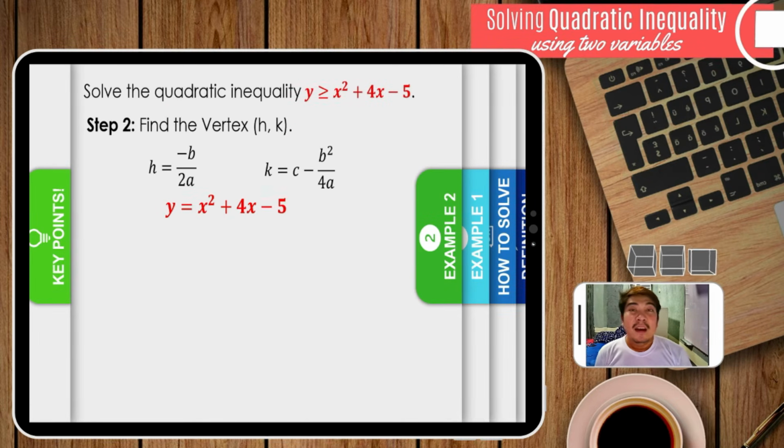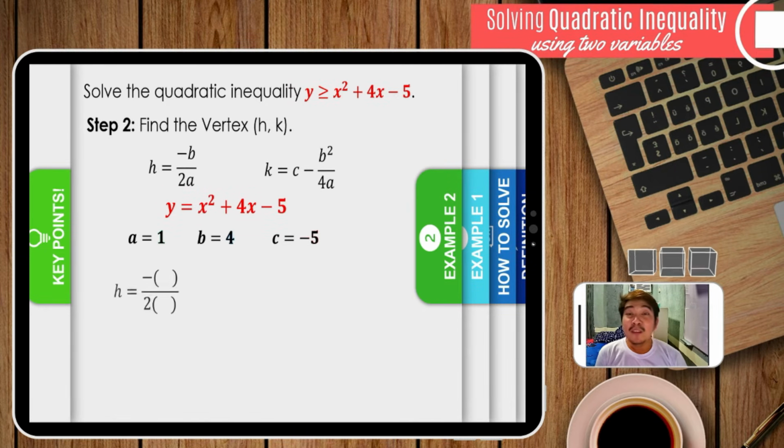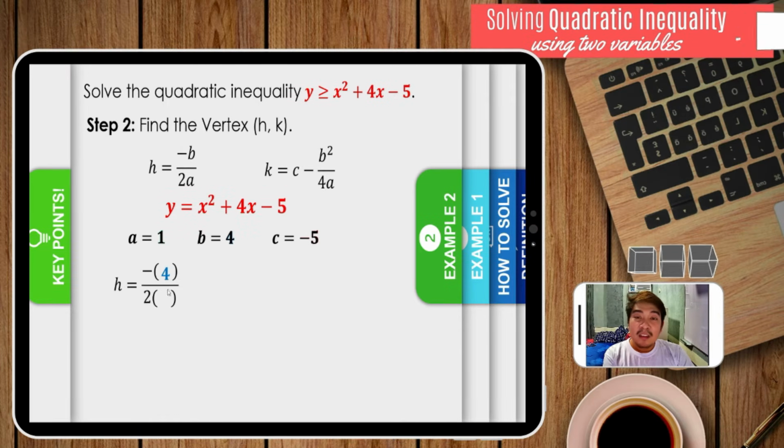So, ayan. Ang unang kailangan gawin sa paghanap ng h and k, kuhain muna natin yung values ni a, b, and c. So, napag-aralan na natin yan before, no? The value of a is 1, the value of b is 4, and the value of c is negative 5, given the quadratic function. Okay, so next, kuhain muna natin yung value ni h. So, substitute lang natin yung b at saka a dito sa mismong formula. So, that will be h is equal to negative of what is the value of b? The value of b is 4. Substitute. Over 2 times a, ayan, so ang value dito ay 1.